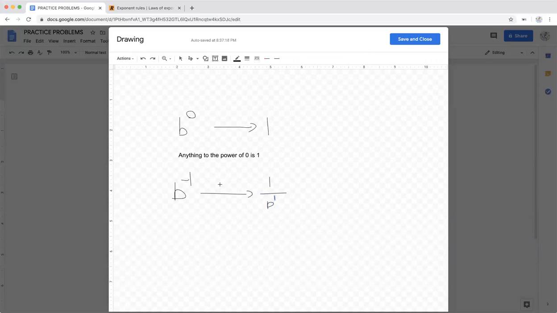Now, how do I get this? You basically take this number, put it on the denominator, but make the exponent positive. So if you have b to the negative 6, it would be equal to 1 over b, but you have to make the exponent positive, so it'd be 1 over b to the 6.